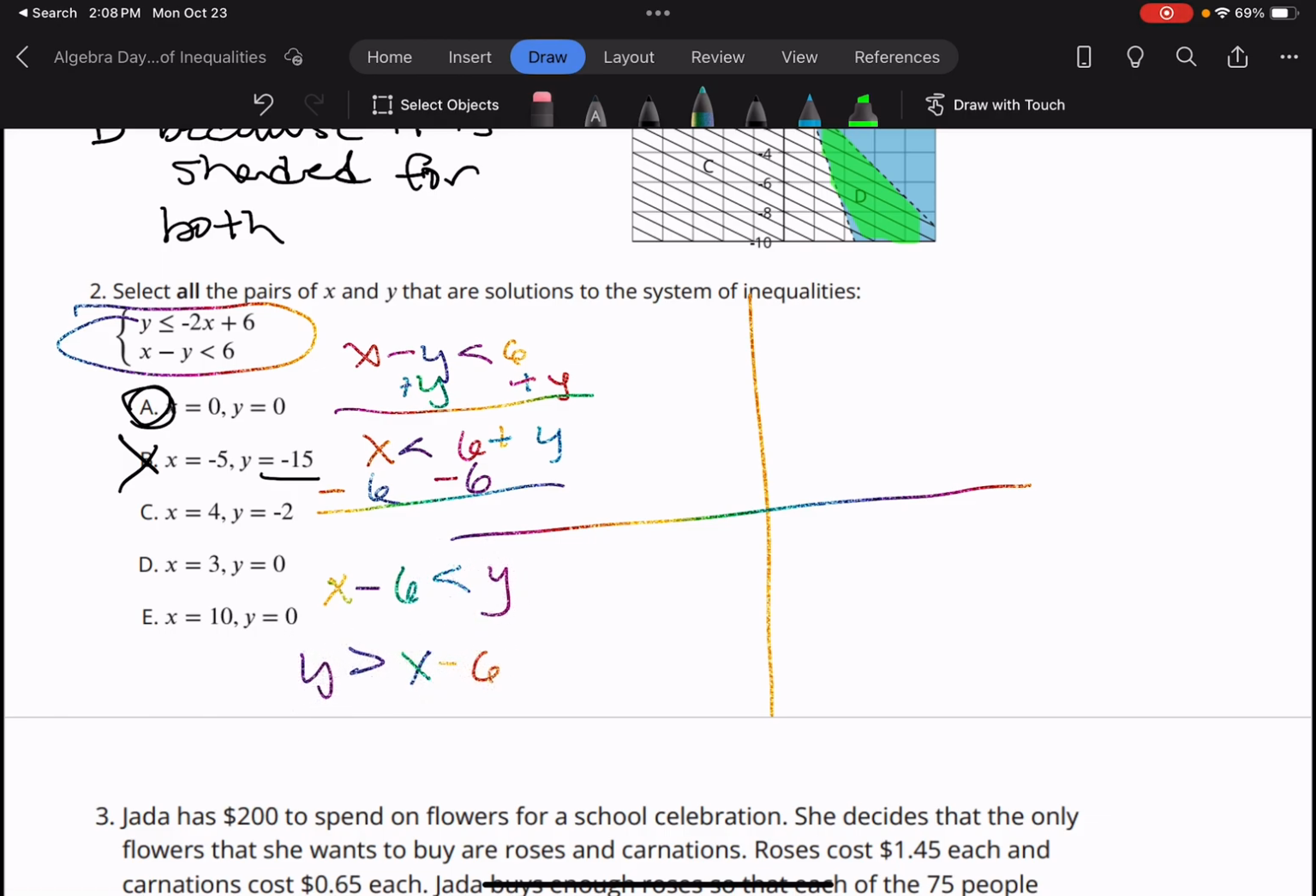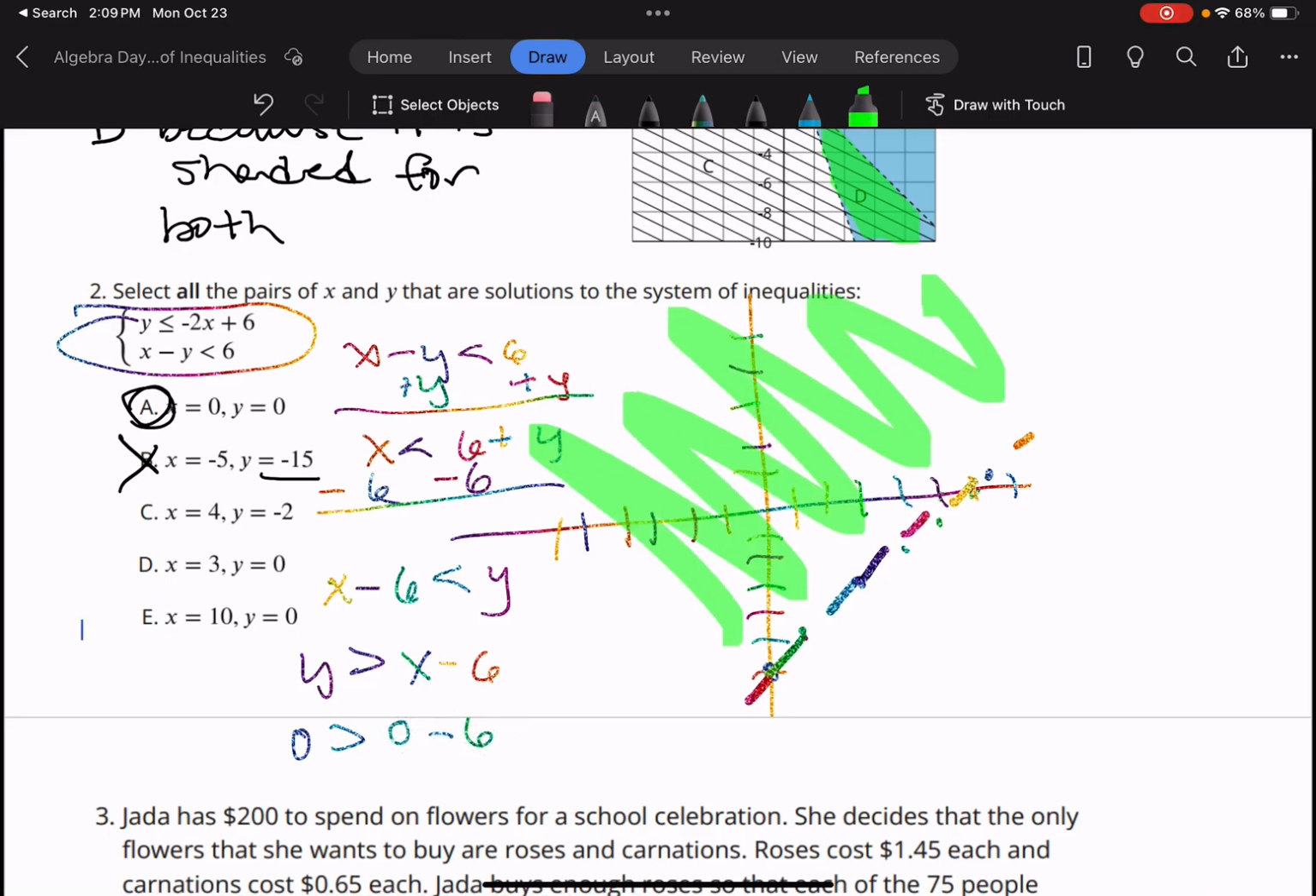So now we have our y-intercept at negative 6, and it's a positive slope of 1 over 1. So we're going to go up 1 over 1, up 1 over 1, and so forth and so on. Okay? And so this will be a dotted line. And then it's greater than, so if I plug in 0 is greater than 0 minus 6, that is true. So this side is going to be shaded for that line.